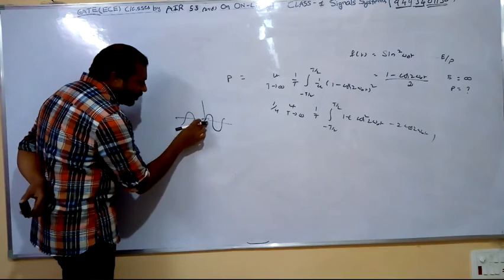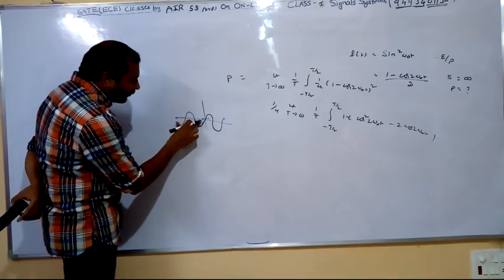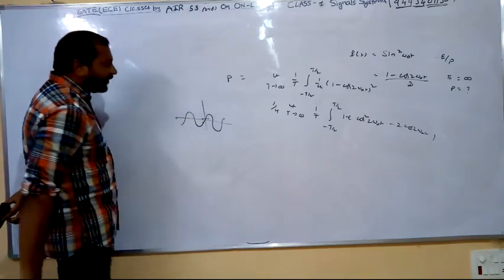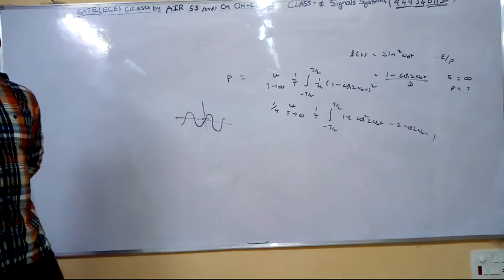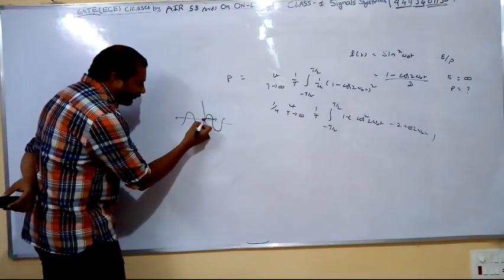If you move t by 2 in this direction or in this direction, whatever the distance you move in this direction, t by 2 I am considering as here, and the corresponding minus t by 2 is here. Definitely here it is a positive area and here it is a negative area, and the answer will be 0.